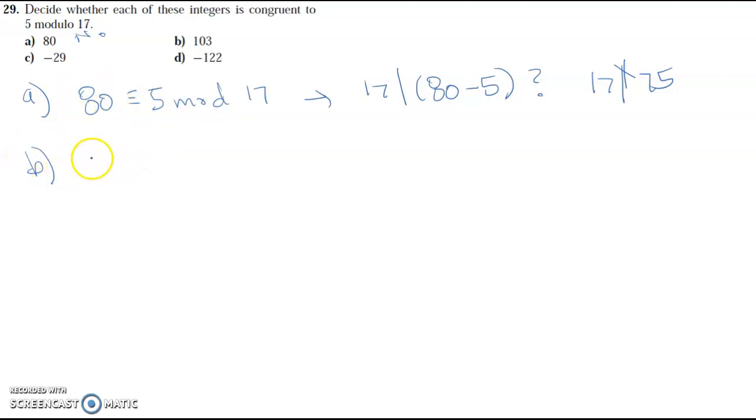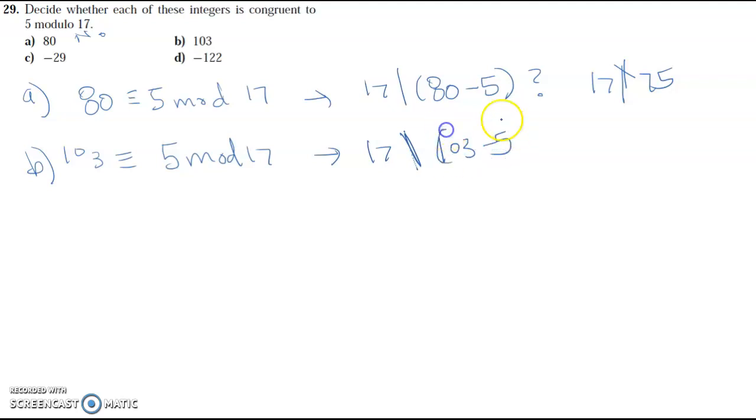Let's do B. So 103 is 5 mod 17. So we can rewrite this as 17 divides 103 minus 5. Again, applying the straight definition, and we're trying to see if this works. Okay, so does 17 divide 97? This is not true, so therefore also B is no.